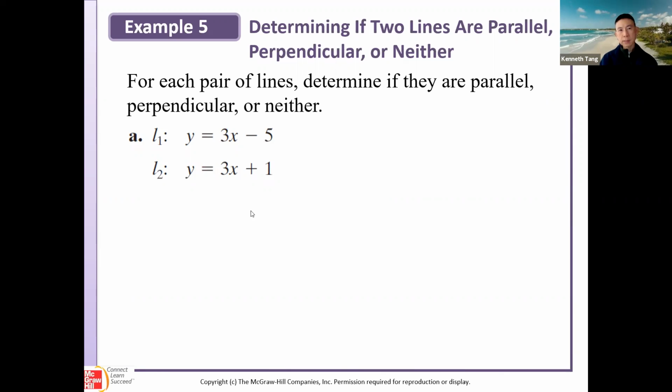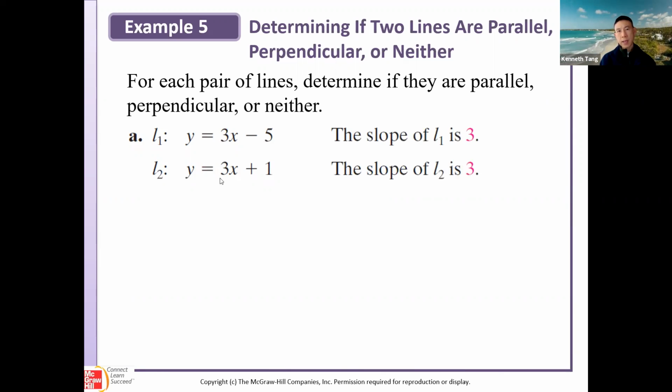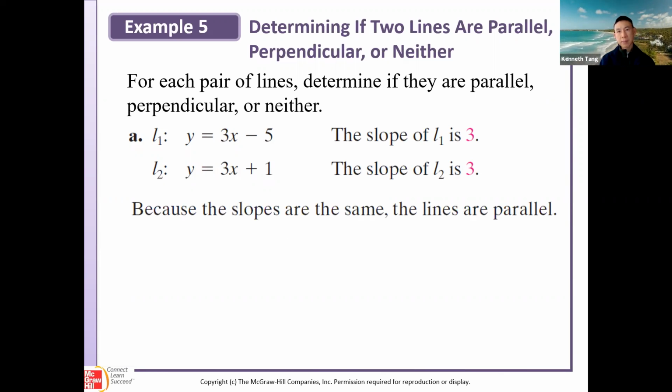So from this problem, I can see the slope is equal to 3, and the second slope is also equal to 3. Therefore, they have the same slope, and they must be parallel.